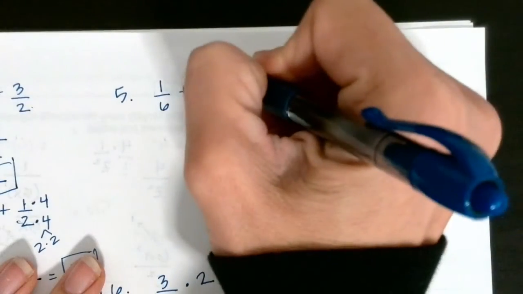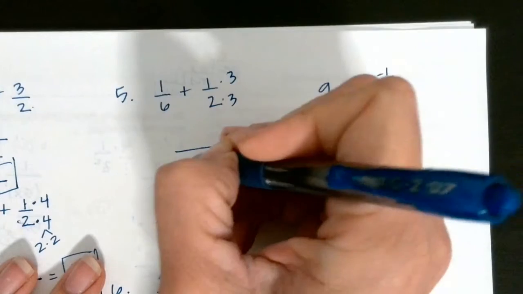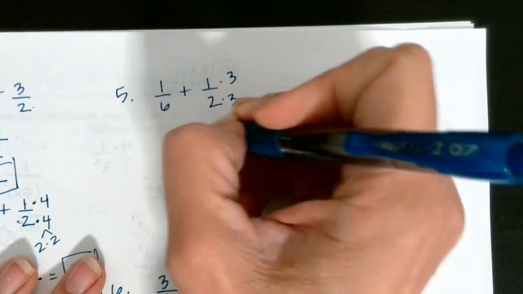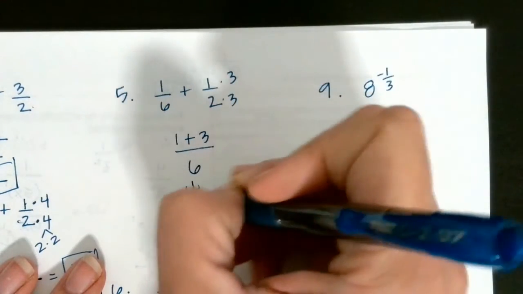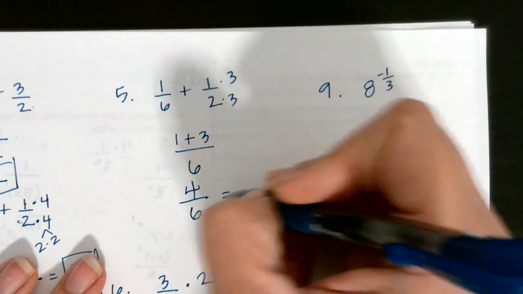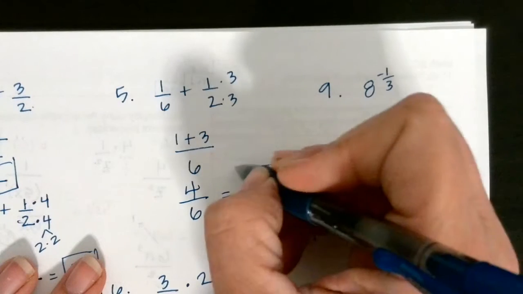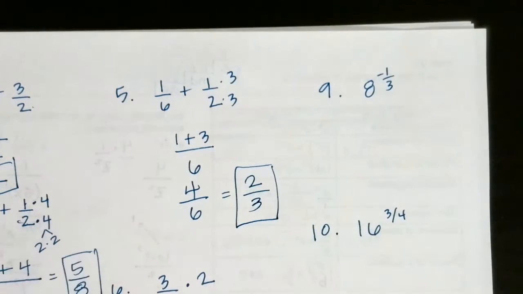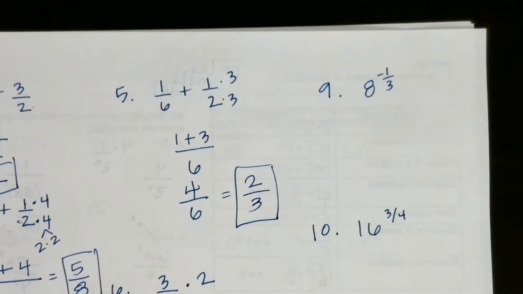Alright, we got one more adding fractions that you see. This one's times 3. So then I get 6, and I get 1 plus 3, which is 4 over 6, and those are both divisible by 2. 4 divided by 2 is 2, 6 divided by 2 is 3, so 2/3. Great.